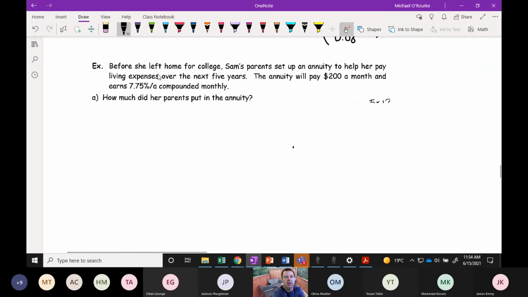Okay. So before she left home for college, Sam's parents set up an annuity to help her pay for living expenses over the next 5 years. The annuity will pay $200 a month and earn 7.75% interest compounded monthly. How much will her parents put into the annuity? So how much do they need to invest now so that Sam can get paid $200 a month during her college years?